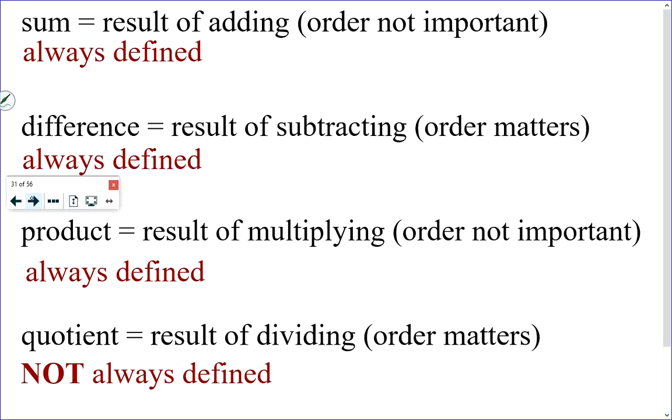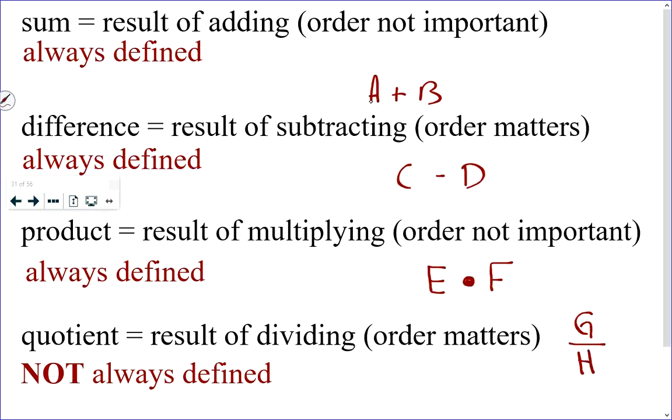So when I have A plus B, as long as A and B are both defined, I can add them. When I have C minus D, as long as C and D are both defined, I can subtract them. If I have E multiplied by F, as long as they're both defined, I can multiply them. If I have G over H, I am not always allowed to divide them because H is not allowed to be 0. And that's why Jonathan said the denominator can't be 0, because that's what division involves.